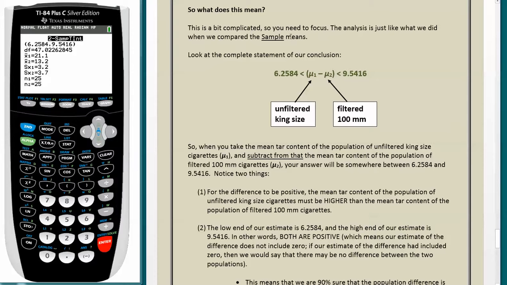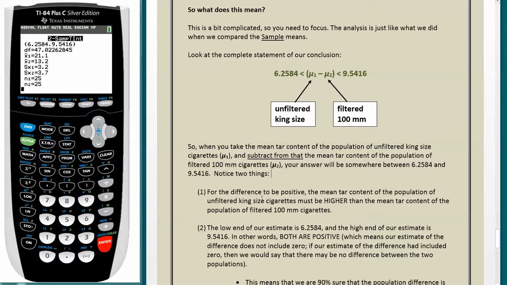The analysis is just like what we did when we compared the sample means. Look at the complete statement of our conclusion. Mu1 is unfiltered king-sized. Mu2 is filtered 100 millimeters. When we take this mean, and subtract this mean, our answer is somewhere between these two numbers. And here we sort of say this again. When you take the mean tar content of the population of unfiltered king-size cigarettes, and subtract from that the mean tar content of the population of filtered 100 millimeter cigarettes, your answer will be somewhere between these two numbers.